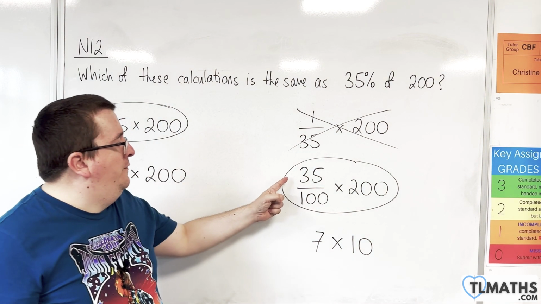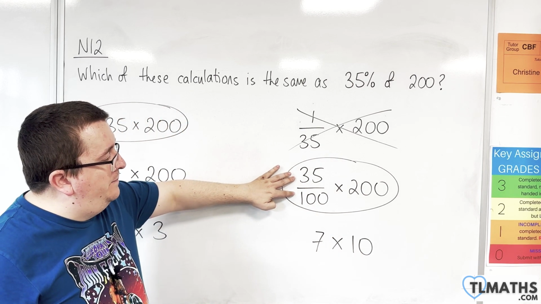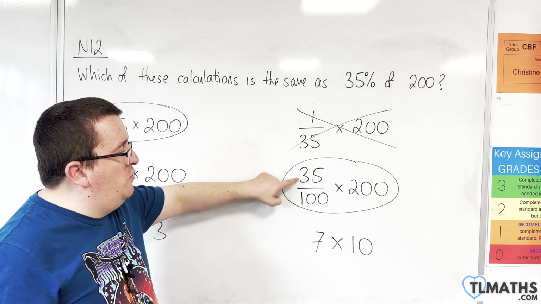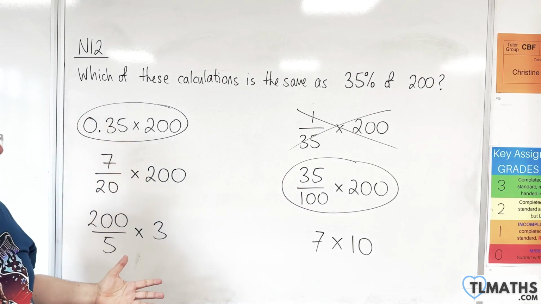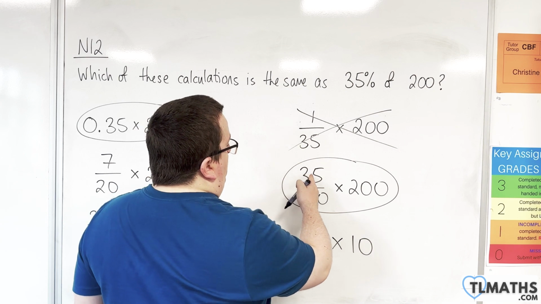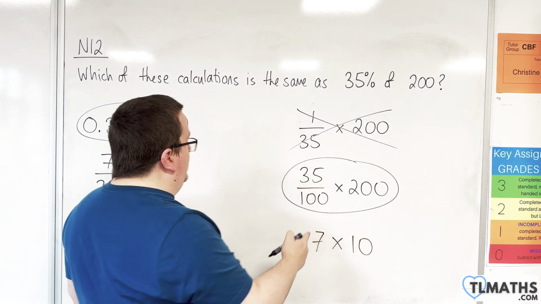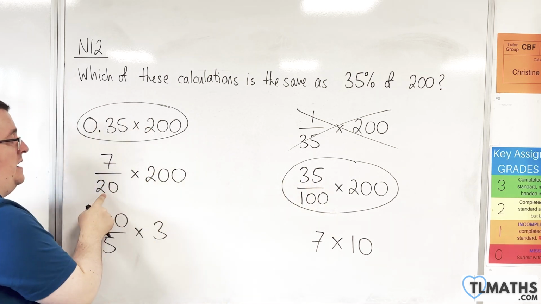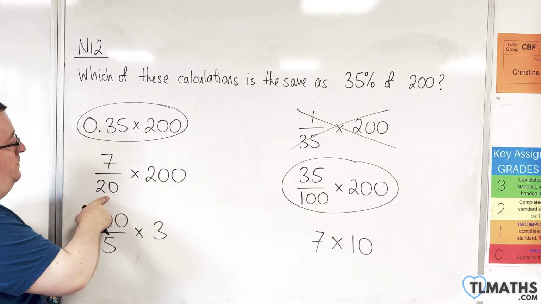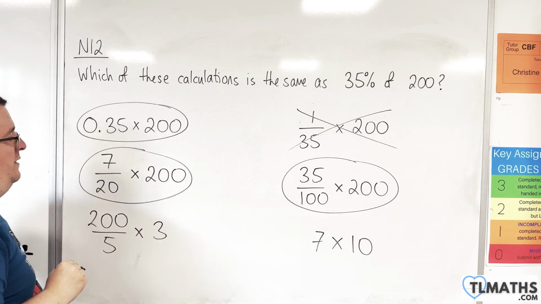Now, the 35 over 100, that fraction can be simplified down because top and bottom, numerator and denominator, can both be divided by 5. So 35 divided by 5 is 7, and 100 divided by 5 is 20. So 35 over 100 is the same as 7 over 20. So this is also equivalent.